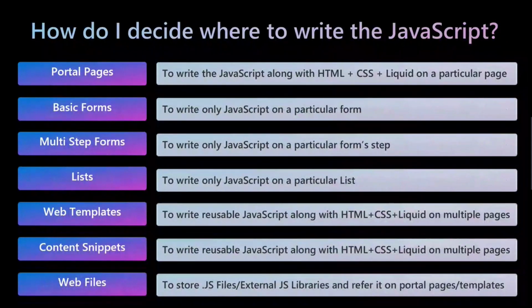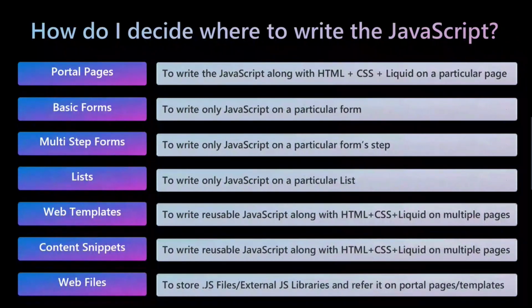Let's say you have created a web file and attached your JavaScript there. Now you can reuse that script on multiple pages, on multiple templates, and in your content snippet by just referring to the URL of your web file. So this is how you decide where you have to write your custom JavaScript.